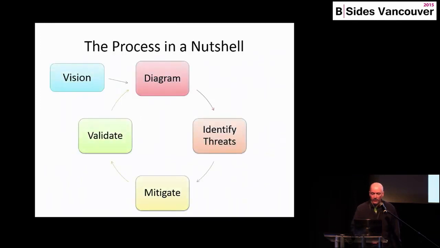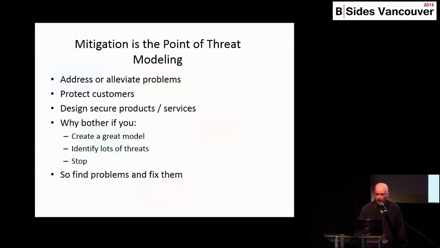So let's identify some threats and talk about vulnerabilities and mitigations. The process is, in a nutshell: you have a vision of what you're building, you start to design it, you create your diagram, you identify threats, you mitigate, you validate the mitigations, and you rinse and repeat next release cycle.